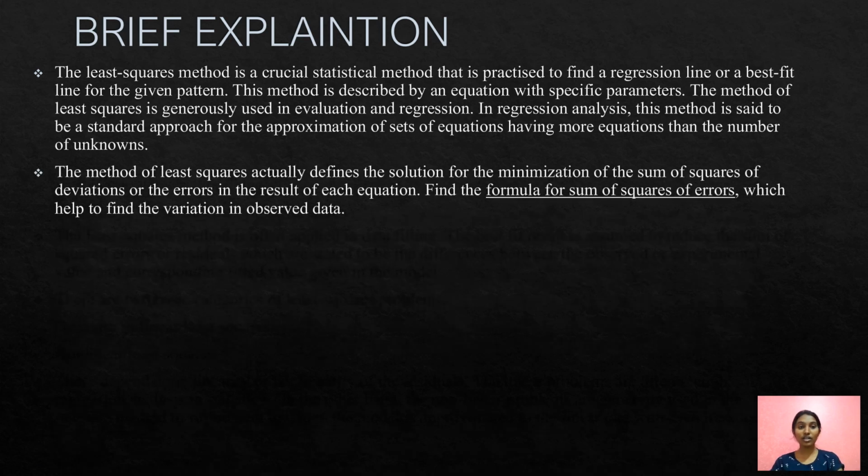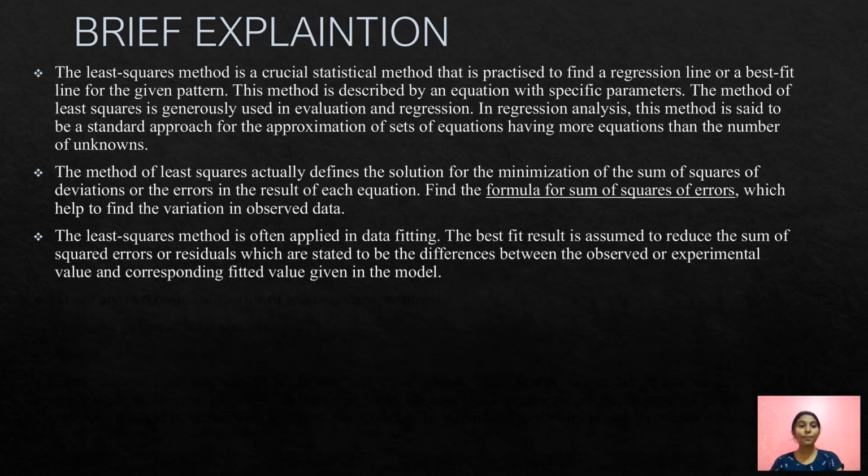Next, the method of least square actually defines the solution for minimization of the sum of the squares of deviations or the errors in the result of each equation. Find the formula for the sum of the squares of errors, which helps to find the variations in the observed data. The least square method is often applied in data fitting. The best fit result is assumed to reduce the sum of the squared errors or residuals, which are stated to be the difference between the observed or experimental value and the corresponding fitting value given in the method.